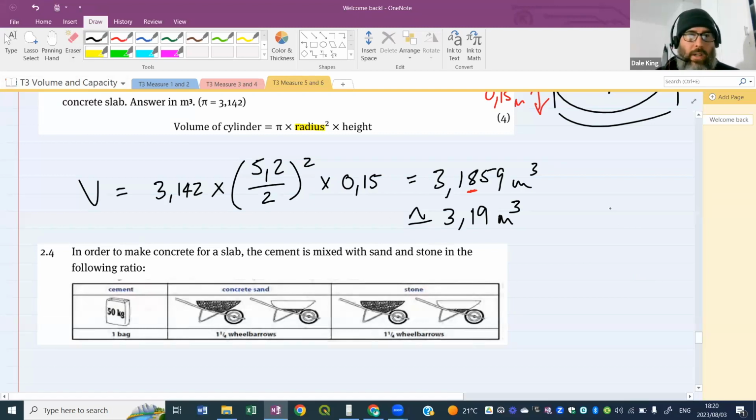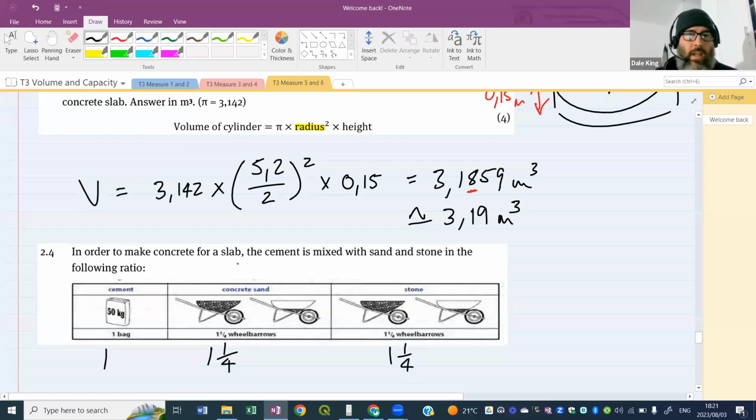There's a lot going on here. All right, so 2.4. In order to make concrete for a slab, the cement is mixed with sand and stone. We know that. That's easy. So there we have a diagram. We've got cement, a 50 kg bag of cement, one bag. Then we've got a wheelbarrow, and it says 1 1/4 wheelbarrows of sand. And the stone on the right, there's a wheelbarrow here. It's also 1 1/4 wheelbarrows of stone.